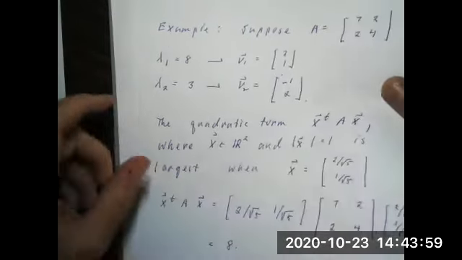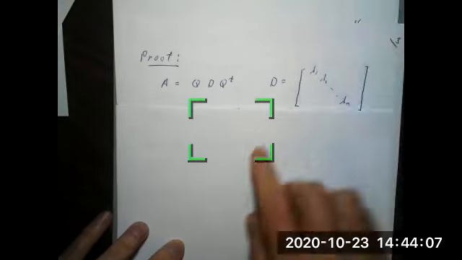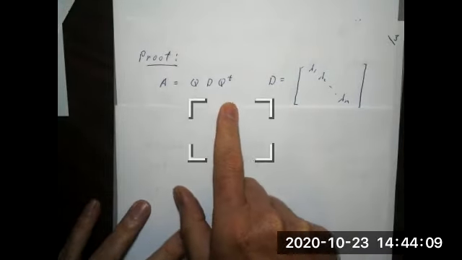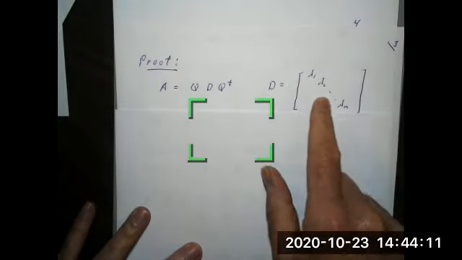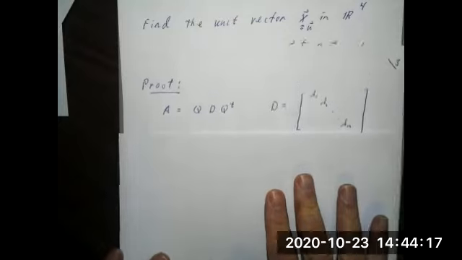Now, why does this work? This is a nice application of symmetric factorization. So A is symmetric. Let's assume that we can write it as Q D Q transpose. D is made up of the eigenvalues. I'm going to list them in decreasing order. They are all positive because A is assumed to be positive definite.